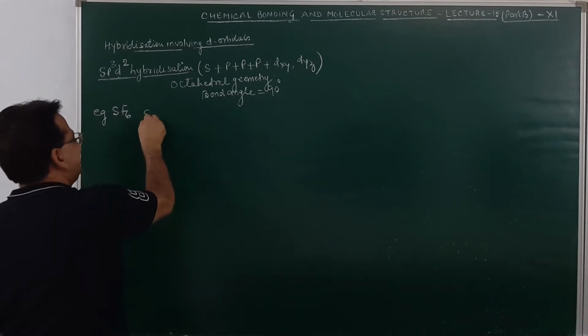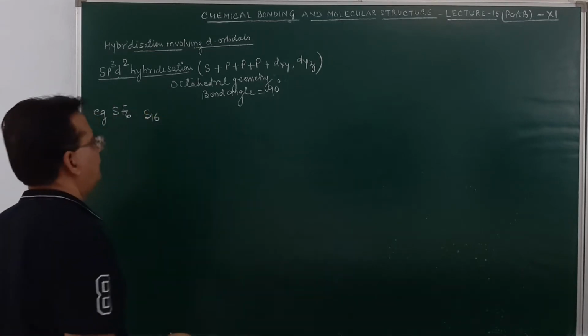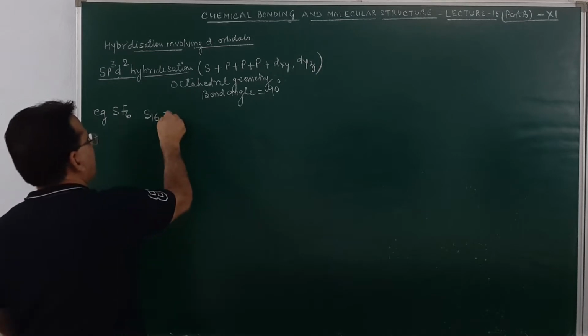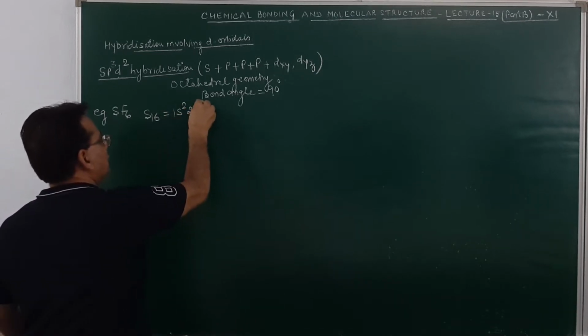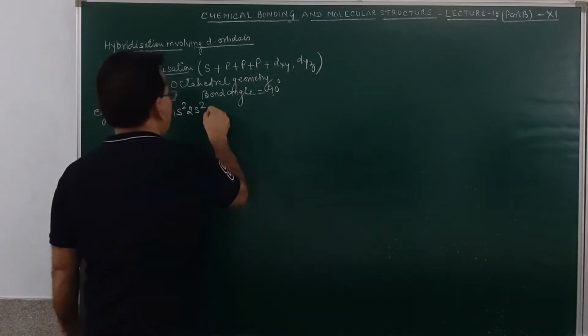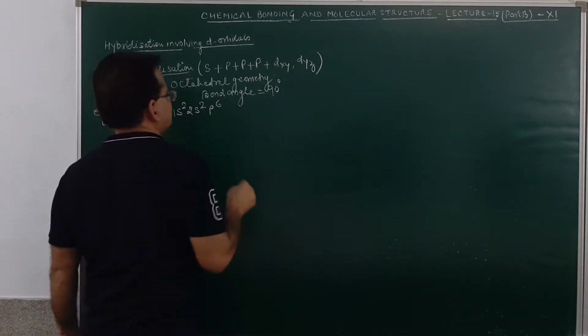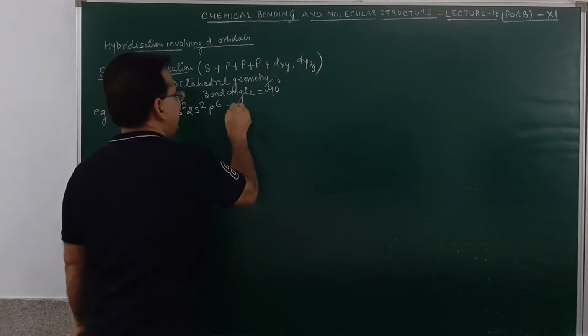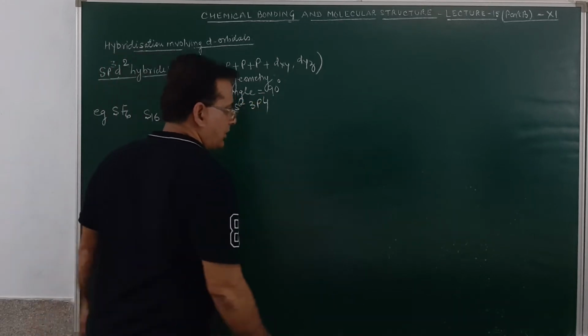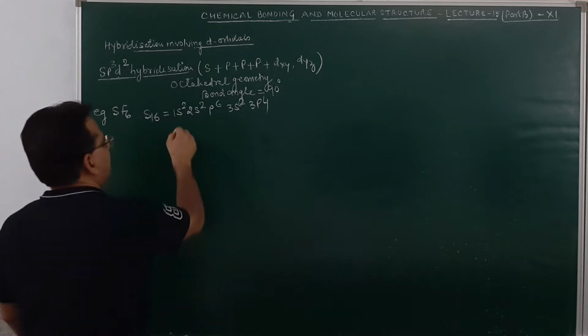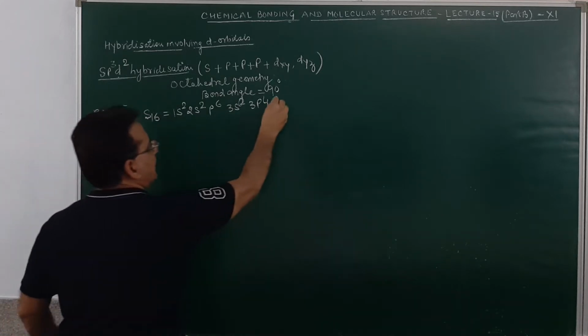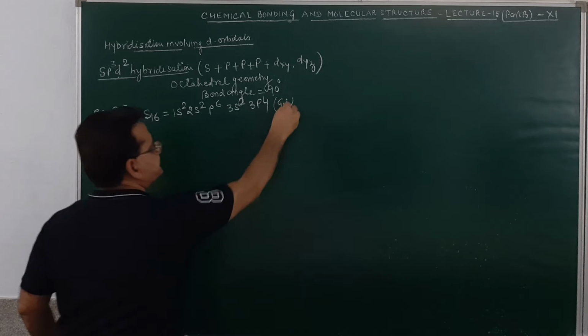Sulfur atomic number is 16. What will be the configuration? 1s2, 2s2, 2p6, 3s2 and 3p4. Am I clear? This is the ground state configuration.